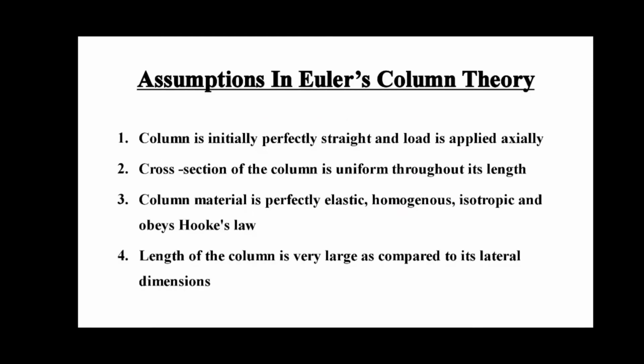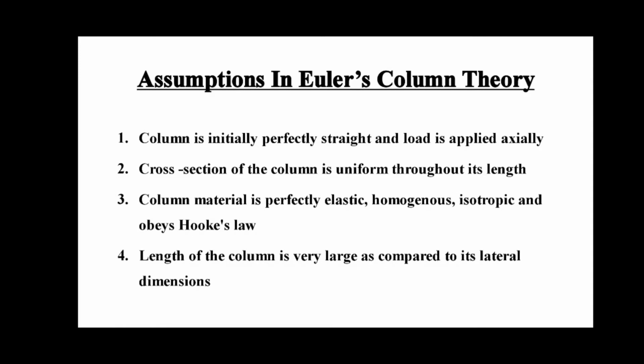Next are the assumptions in Euler's column theory. There are 7 assumptions. First one is the column is initially perfectly straight and the load is applied axially. Second one is the cross section of the column is uniform throughout its length. Third one is the column material is perfectly elastic, homogeneous and isotropic and obeys Hooke's law. Hooke's law means the stress is directly proportional to strain within the elastic limit.